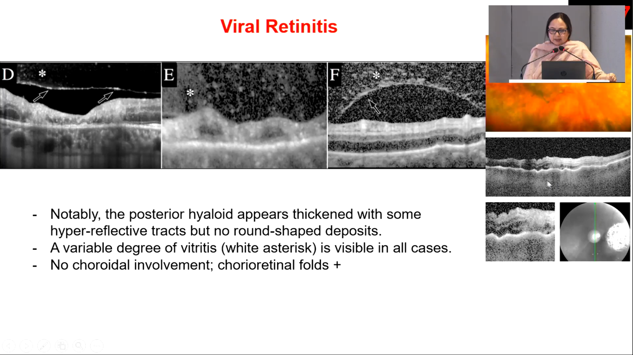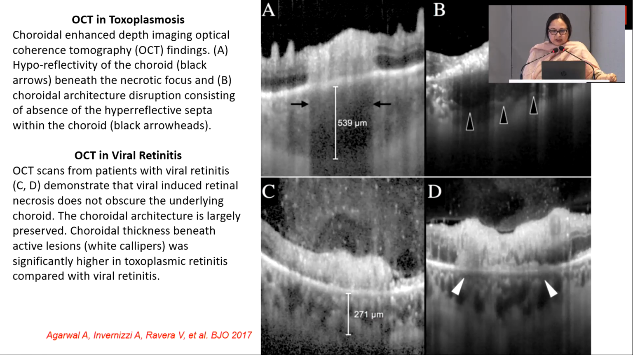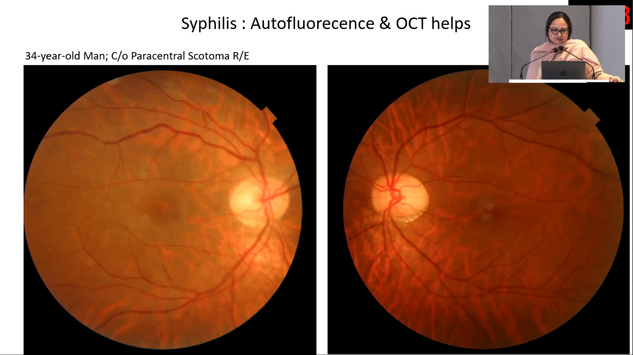You can see here there is no underlying, or very minimal, choroidal involvement, unlike in toxo. The top represents OCT in toxo, which has pre-retinal deposits, retinal involvement, and underlying involvement of the choroid, whereas the bottom is retinitis of viral. You do have lots of cells, but the choroid is relatively normal, because viral is retinitis, toxo is retinochoroiditis.